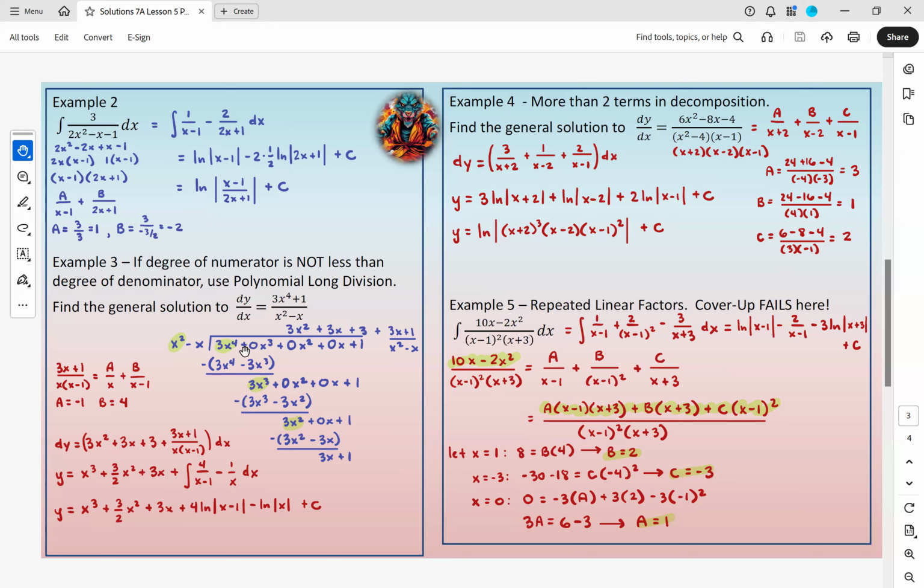So here you can see me writing out 3x to the fourth plus 1 divided by x squared minus x. I do like to put in zero coefficient placeholders for any degrees that didn't show up in my original numerator. But then I go through the division process. I'm looking at the highest degree term inside and outside. For example, 3x to the fourth divided by x squared is 3x squared. There's the first term of my quotient. I do my multiplication to the outside, collect my products below.